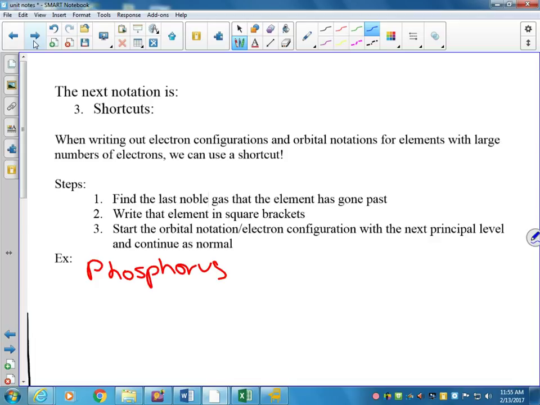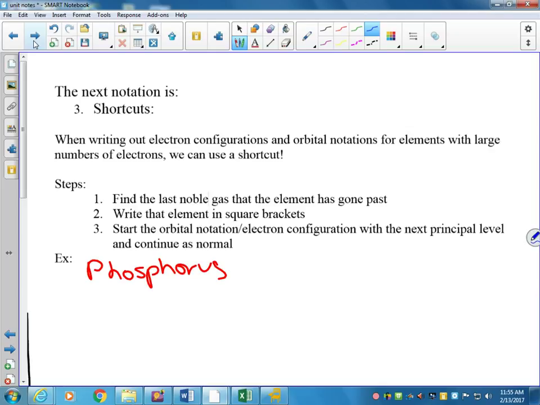Okay? If you're going to use argon, you're cutting off 1s2, 2s2, 2p6, 3s2, 3p6, and you're replacing it with argon in square brackets, capital A, little r. Okay? And then you just either carry on with the orbital notation above it or the electron configuration beside it.